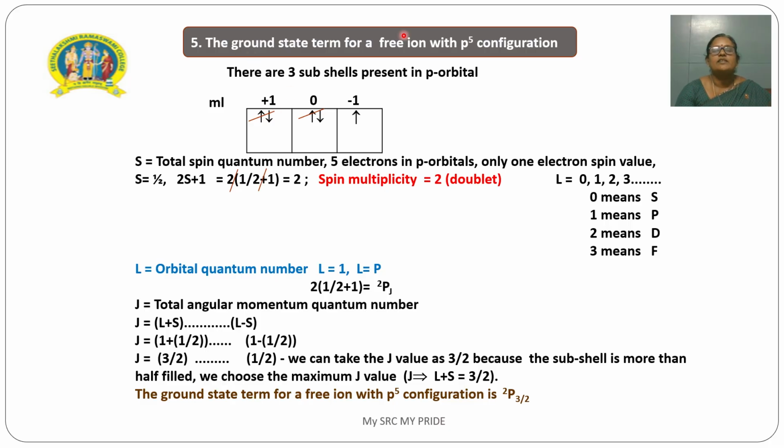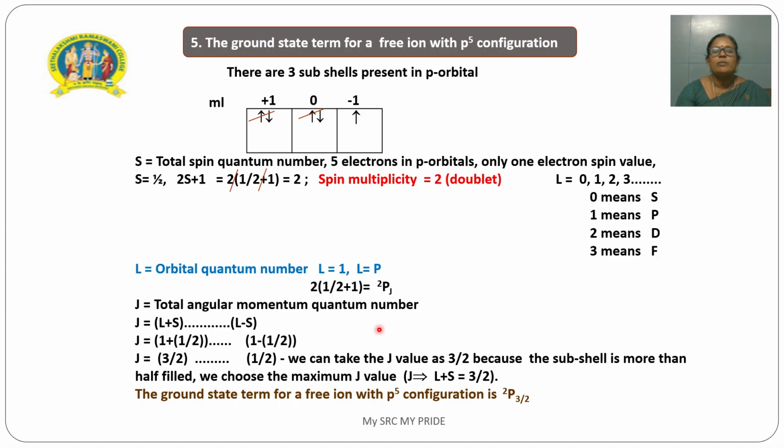The ground state term for a free ion with P5 configuration. There are 3 subshells present in p orbitals, 5 electrons in p orbitals, only 1 unpaired electron has spin. S is equal to 1/2. 2S plus 1 is equal to 2 into 1/2 plus 1, which is equal to 2. Spin multiplicity is 2, that is doublet. L, orbital quantum number, L is equal to 1, it denotes P term.